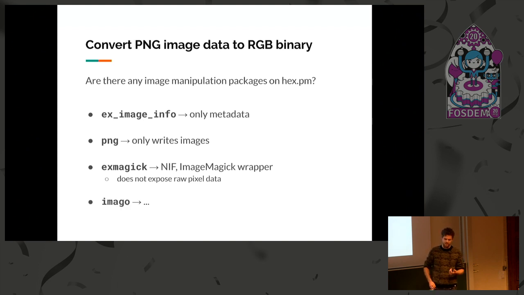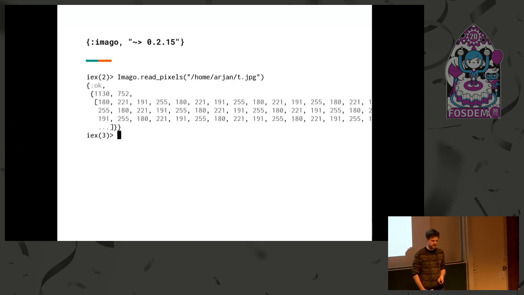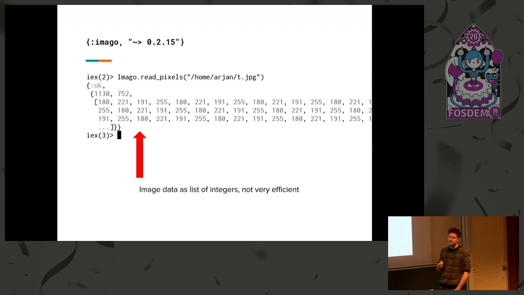Then I stumbled upon Imago. I don't know how you pronounce it. It looks fairly interesting, because it has a read pixels function, and that's exactly what I needed. I have a file or some data, and I just need a width and a height and a list of, like, RGBA values. So this is just the raw data. Although a list of bytes is not the way to do it in Elixir, because that takes up quite a lot of memory. You would probably use a binary for that, because a binary is just a chunk of memory. Anyway, it still could work, because the images are not so big.